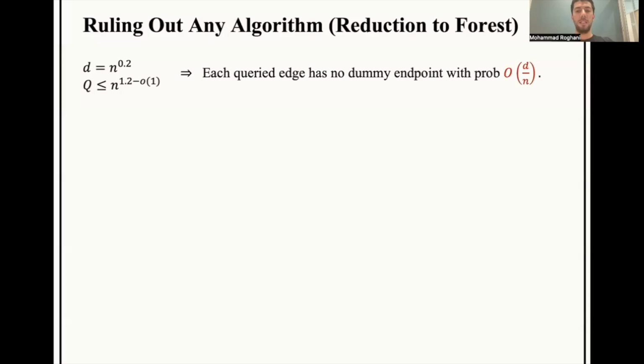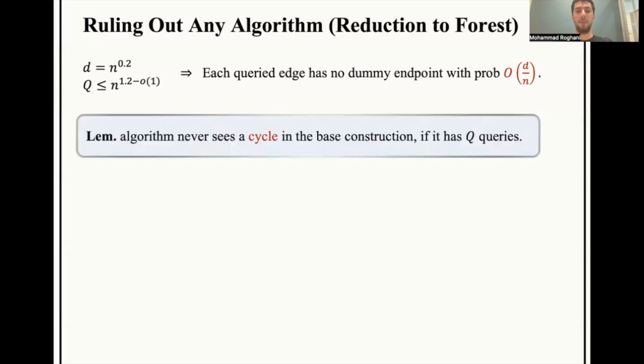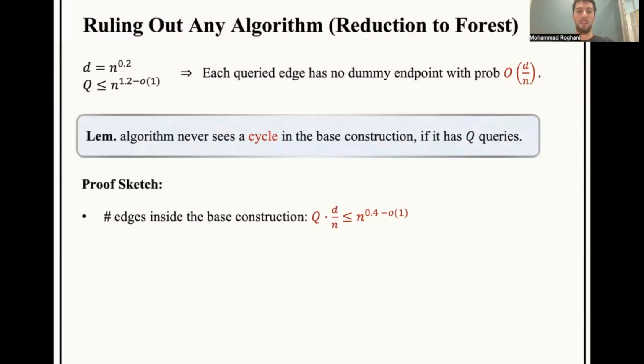So our first lemma is that the result of the queries that the algorithm makes is a forest. Basically, the algorithm will never see a cycle in the base construction if it has Q queries and Q is less than or equal to N^1.2 minus o(1). The reason is that the number of the edges inside the base construction is going to be Q times D over N, which is less than or equal to N^0.4 minus small o(1).